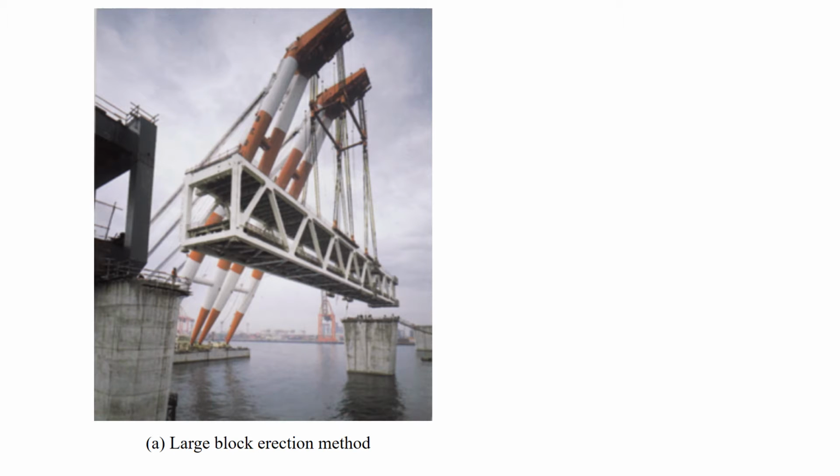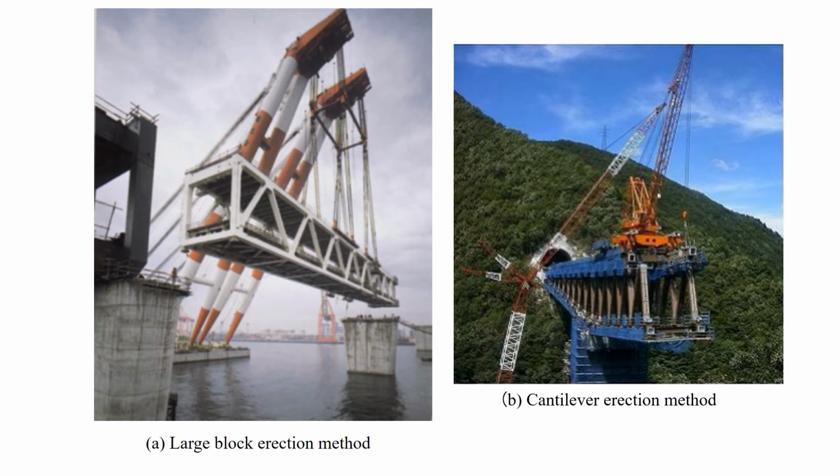I show you typical erection methods of truss bridges. This is the large block erection method using a floating crane. This is the cantilever erection method. Members are connected one by one with a traveler crane.